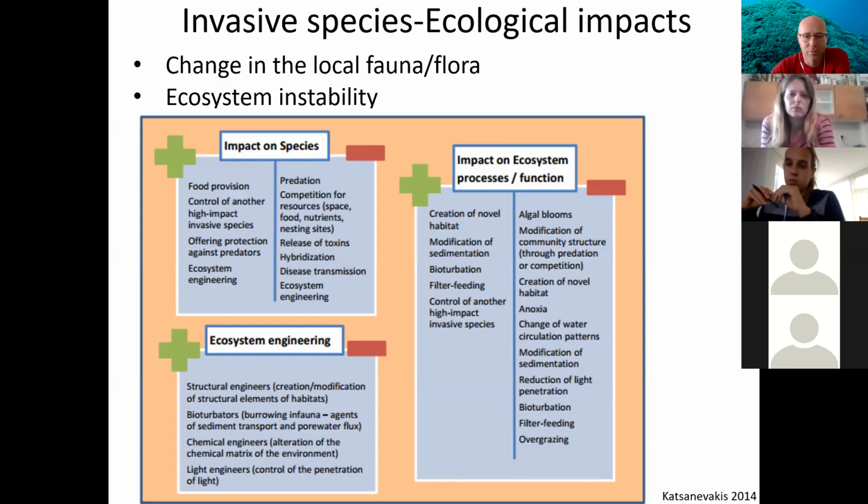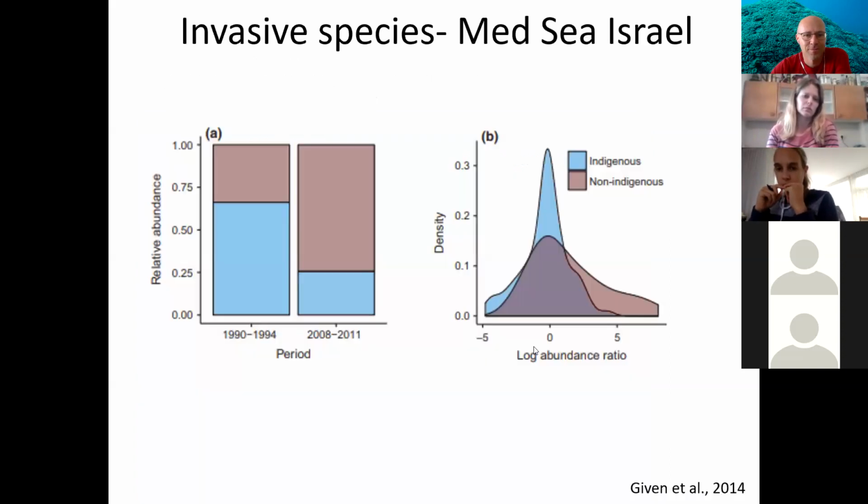Also, it could be either good or bad, overgrazing. All these things could be of great impact on the environment. And you can see the list of the goods and bad. It's more bad than good in general.